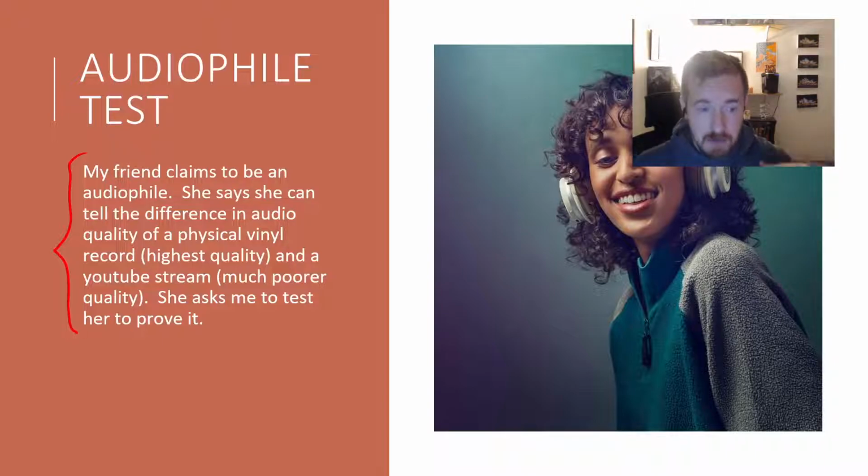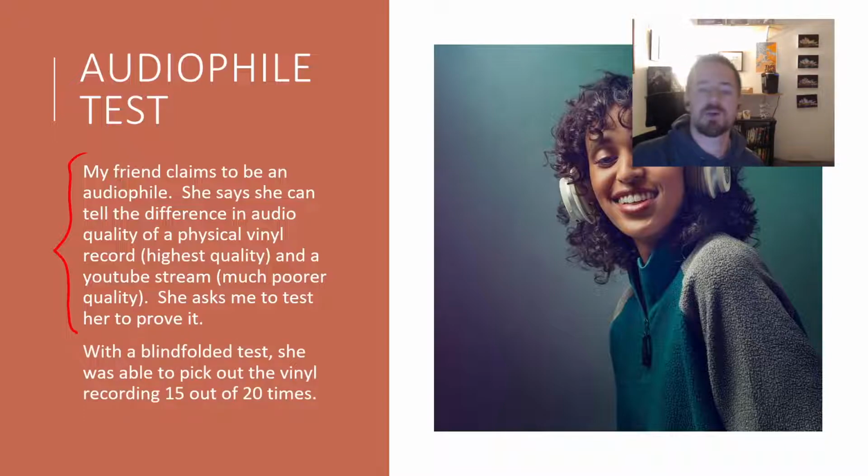I think that you can't actually tell the difference. And so she says, okay, well, design a test and I can prove it. And I take her up on that, so I'm going to give her 20 tries. I'm going to blindfold her, and I'm going to make her listen to 20 separate songs, and I'm going to sometimes let her listen to the YouTube stream, sometimes let her listen to vinyl. And then the question is, will she be able to notice the difference?